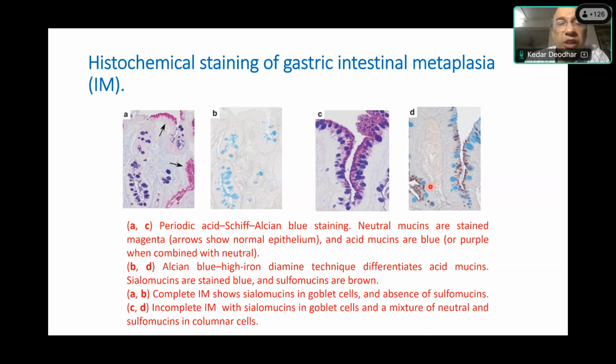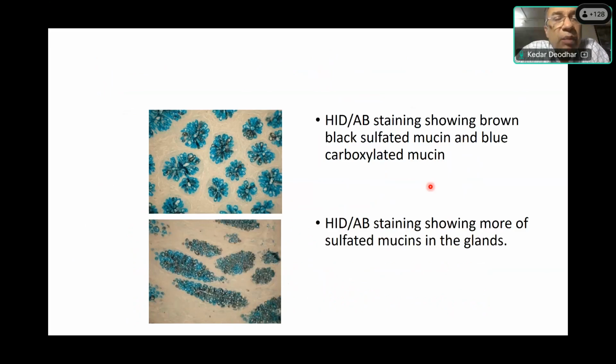They are types of acidic mucin, and although we don't use it normally, the connotation is that they are usually seen in dysplasia or adenocarcinomas. Again, an example of HID Alcian blue staining. Normal gastric mucosa will not show Alcian blue, but when it does, it means there is intestinal metaplasia. And HID positivity, such as a brownish or blackish stain here, tells us that we also have sulfated mucin in this type of intestinal metaplasia.